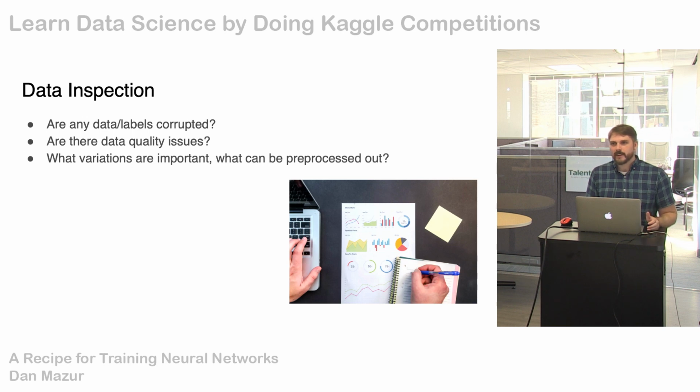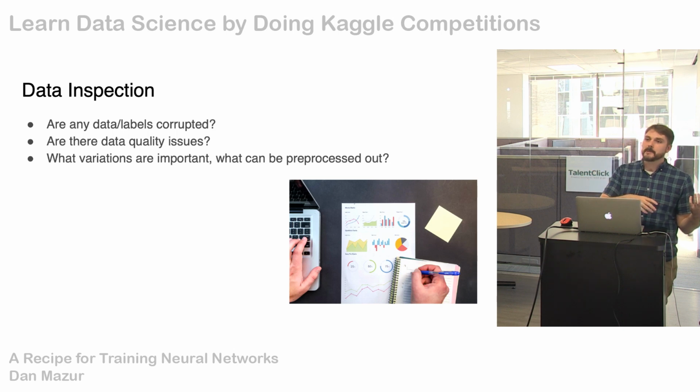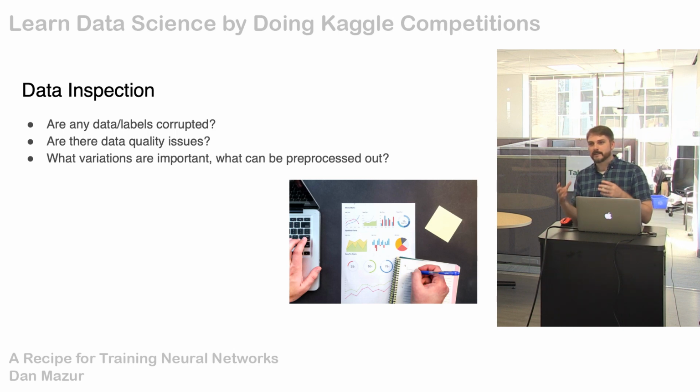Okay, so he's a bit vague on exactly what it means to become one with your data. He mentions a few things. Looking for data and labels that are corrupted somehow. Looking for data quality issues. I think he mentions plotting histograms and distributions to see if there are any strange outliers that shouldn't be there. Looking for variations in the data, some of which are important for the task that the machine learning system is going to learn, and some of which you should be pre-processing out, because you think they aren't going to be important.